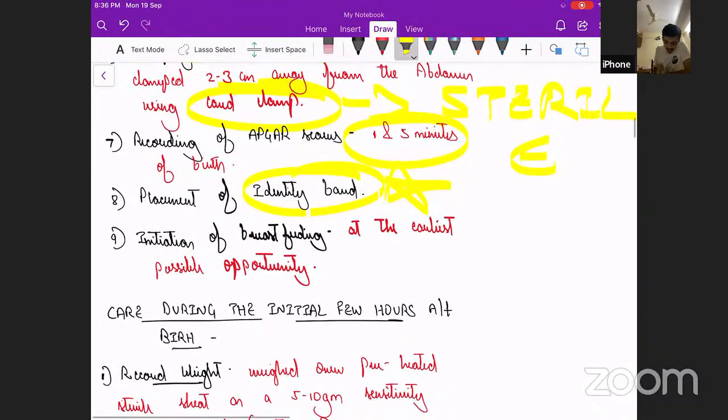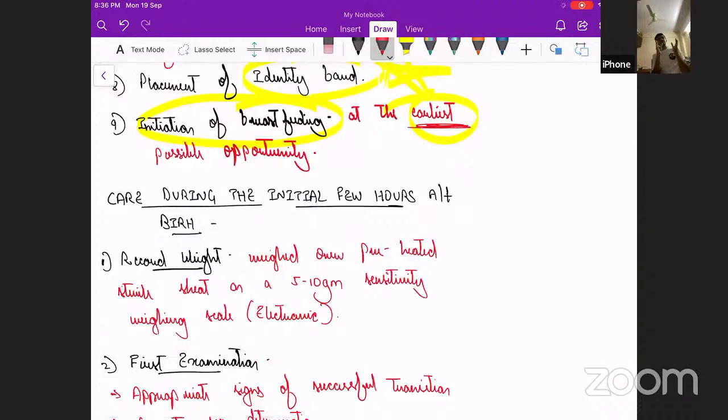Next is initiation of breastfeeding at the earliest possible opportunity, within half an hour, preferably, in normal delivery and within 1 hour in a cesarean mother. And the best answer you give is as early as possible. So these were the routine newborn care principles which you have done at the time of the birth when the baby is born.